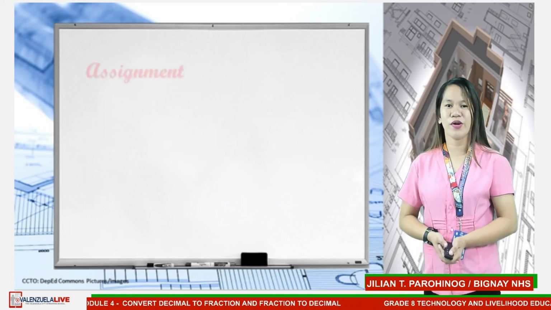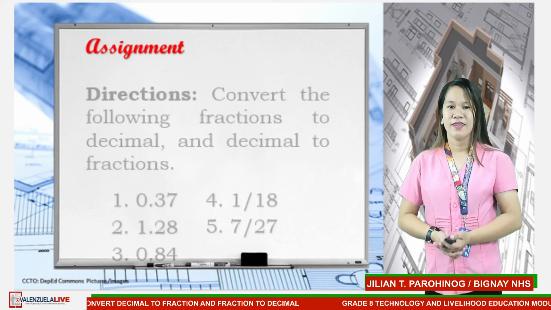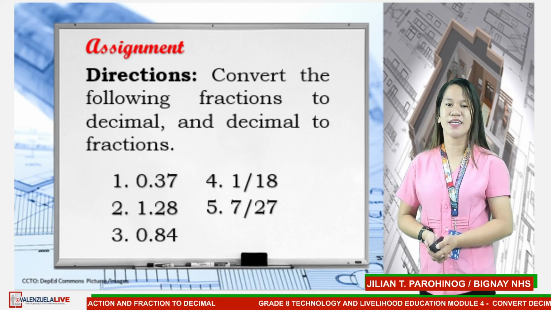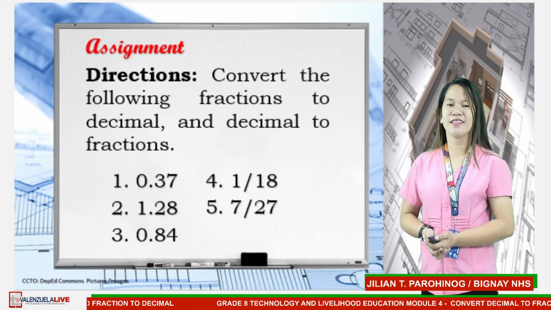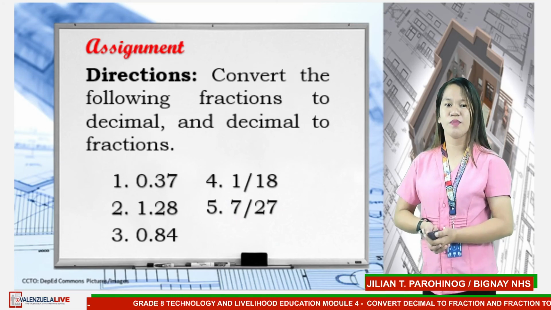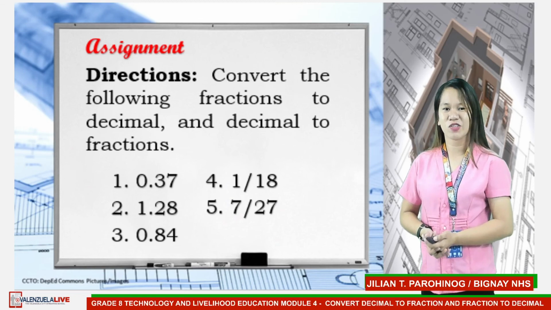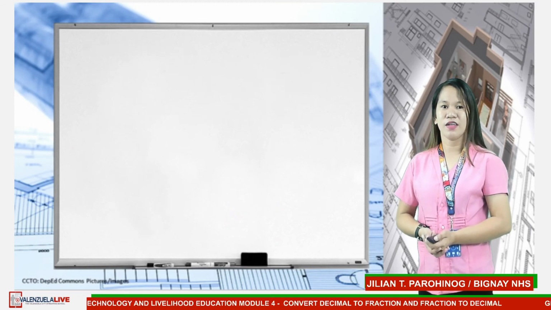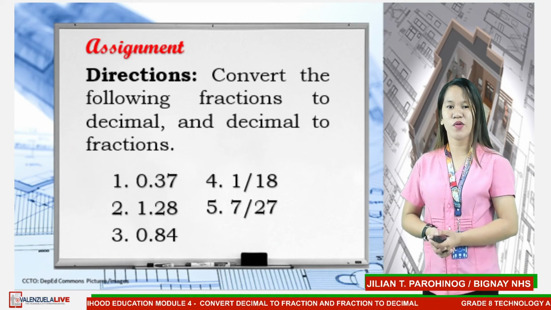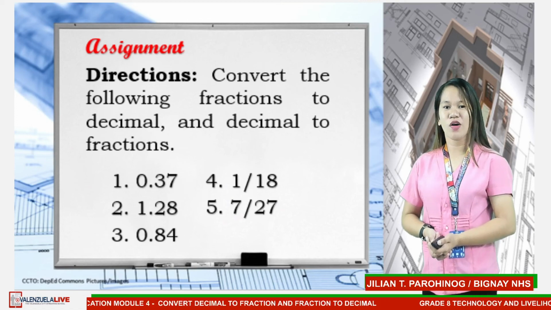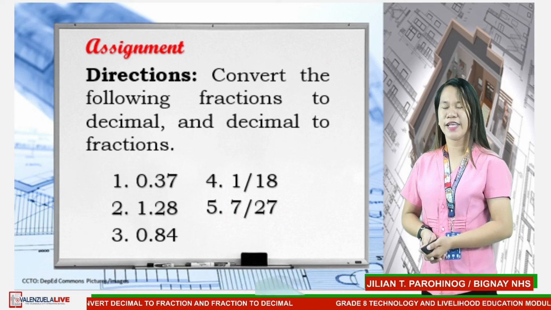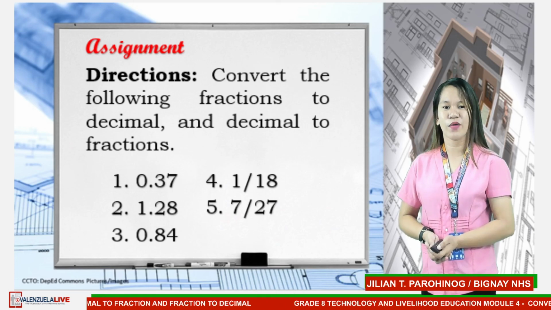And as for your assignment, the given direction is to convert the fractions to decimals and decimals to fractions. Write your answer on your activity notebook or separate sheet of paper. Submit your answer to your subject teacher. So the givens are number 1, 0.37, number 2, 1.28, number 3, 0.84, number 4, 1/18, and number 5, 7/27.